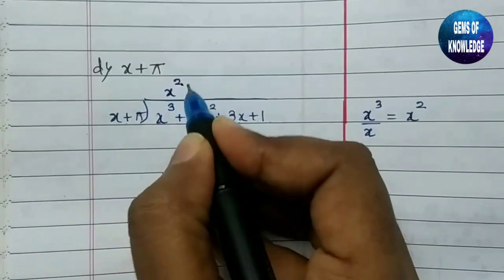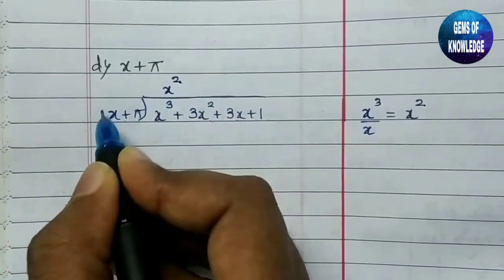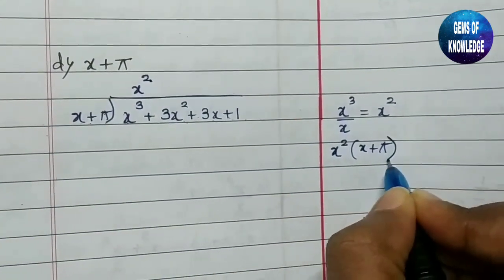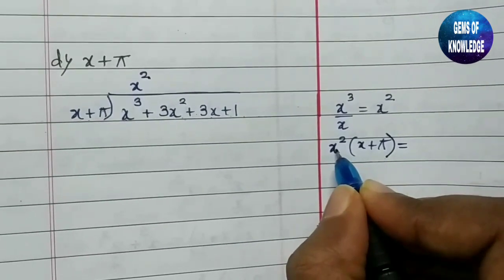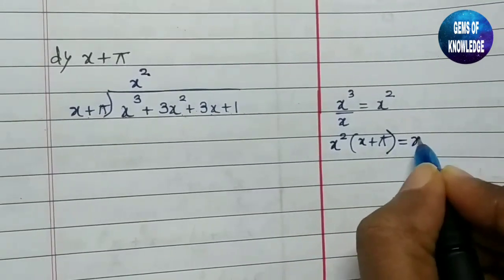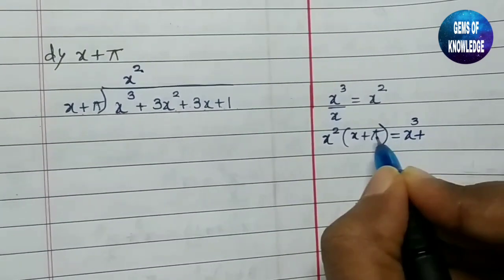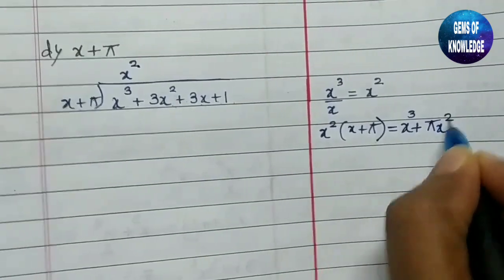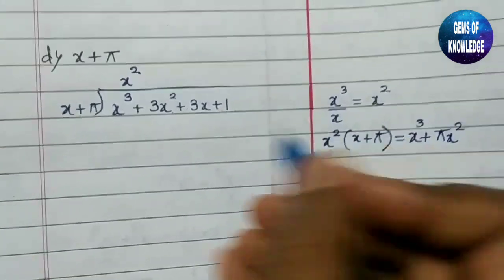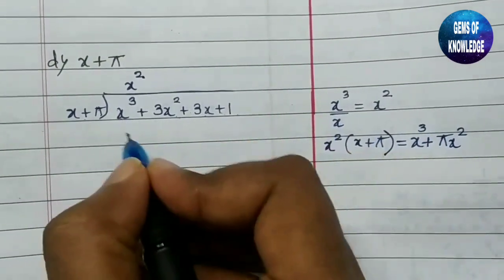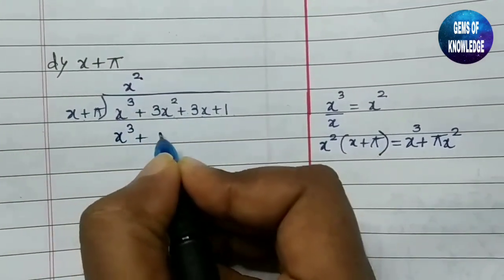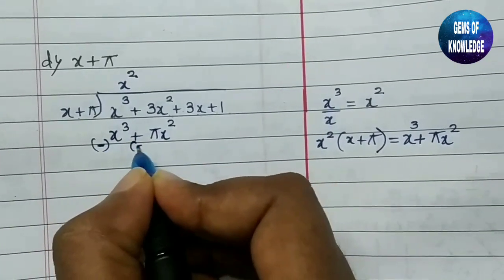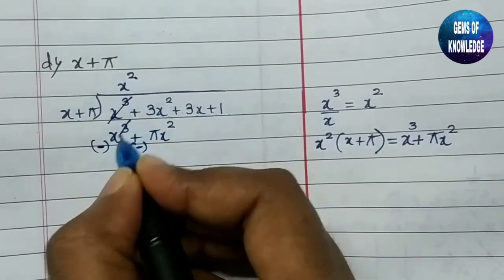Now this x square must be multiplied with this x plus pi. So here we will multiply it. Here x square into x plus pi, x square when multiplied by x, we are getting x cube, plus when we are multiplying this pi into x square, we are getting pi x square. We will keep this pi as it is. Okay, so this value we are going to write it here, that is x cube plus pi x square. Okay, sign change. Then this one and this one will be cancelled.